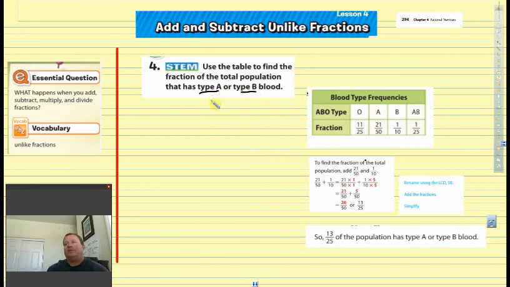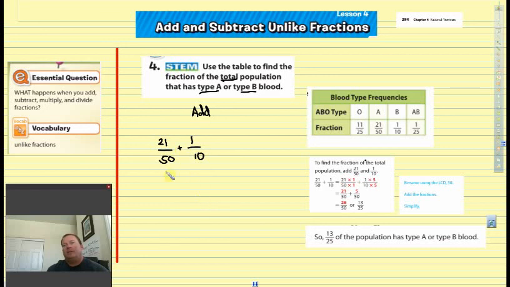Okay, so they want to know the total. That's the key. So we're going to add them up. Why? Because it says total. So it's A and B. So basically what you're getting is 21/50ths for A, and you are getting 1/10 for B.